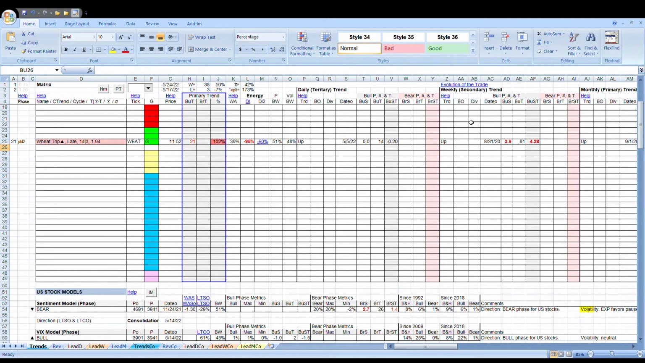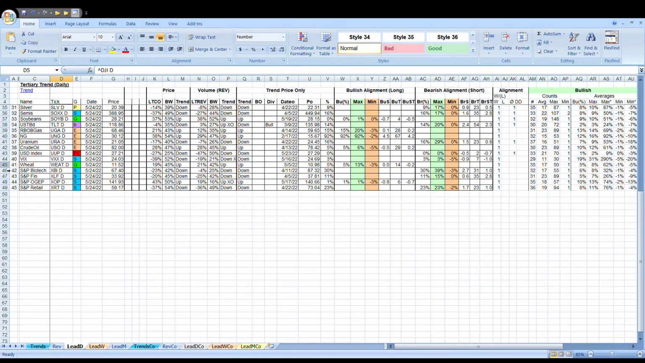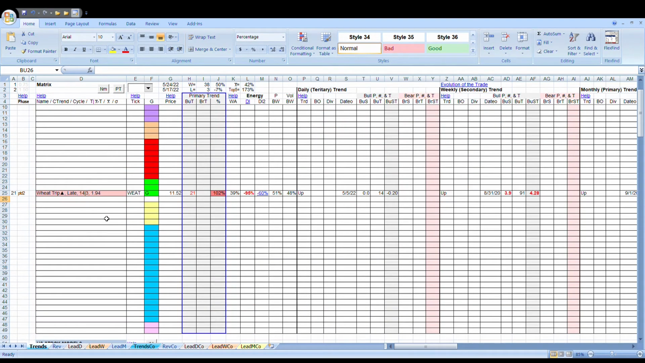Probably take the daily down, probably take the weekly down. You say probably because you have no idea. I'm sure the daily is going to go down eventually. Daily is probably closest to being down. You check on the lead D, you can see the daily's at LTCO is at 19. That's not too many ticks above zero. Couple more days of weakness and wheat's going to flip down, at least on the daily.